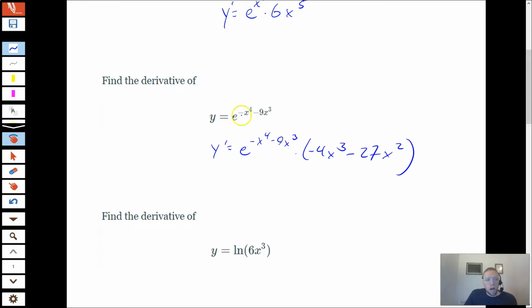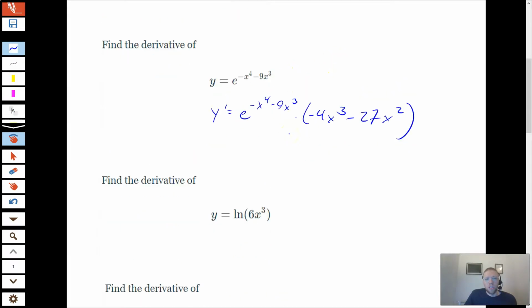Then the natural log function. This is the inverse of e to the x, and this is also a pretty easy derivative rule. The derivative of the natural log of x is 1 over x. So in this one, y prime is going to be 1 over 6x to the third, and then chain rule, right, times 18x squared.